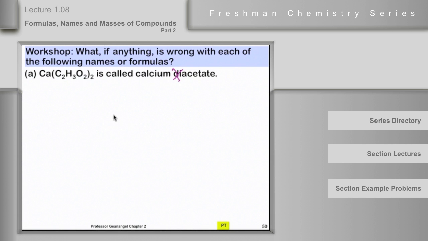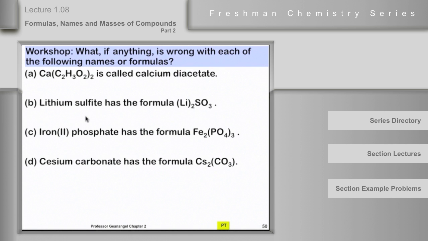Let's look at another one here. In fact, let's put them all out here, and then I won't have to go back and forth. Lithium sulfite has the formula Li2(SO3). Is there anything wrong with that? Be careful. What charge is on lithium? +1, right? Lithium's in group 1A, so the lithium ion has a single positive charge.